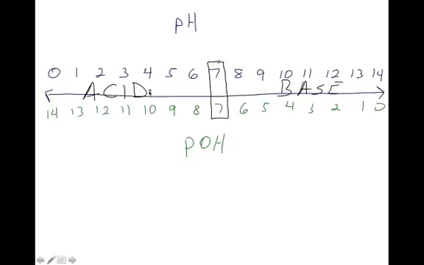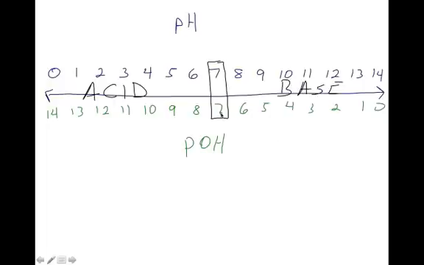So on the pH scale, the acids are 0 to 7. On the pOH scale, the acids are 14 to 7, and then vice versa on the other side, because as the pH goes up, the pOH goes down. So that's why we have this inverse relationship between the two. And 7 is still neutral on both of them.